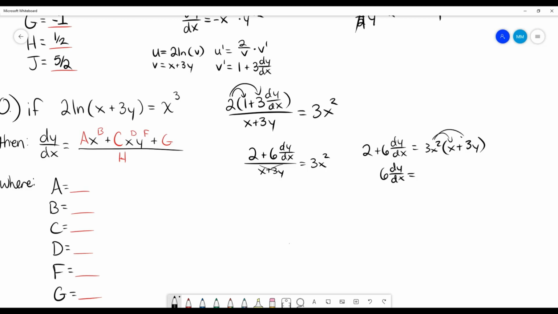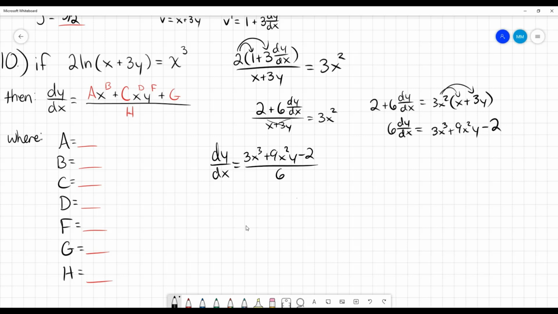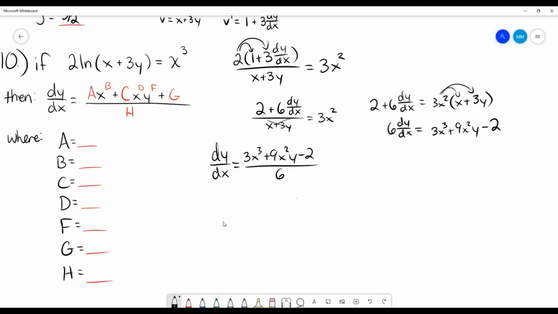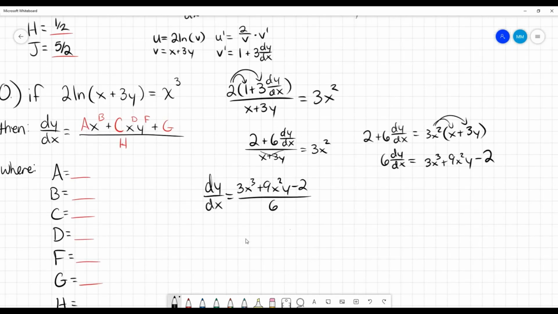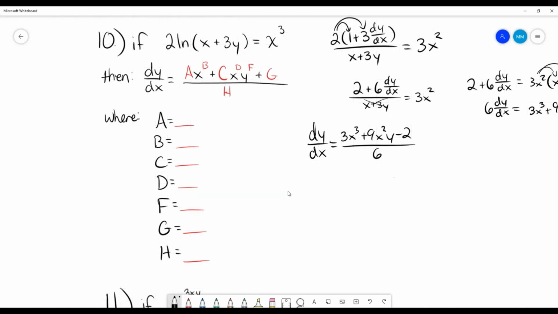I'm actually going to distribute this. So it's going to be 3x cubed plus 9x squared y, and then we just subtracted a 2. Okay. And now all that's left to get my dy/dx alone is to divide by 6. So dy/dx equals 3x cubed plus 9x squared y minus 2, all over 6. Obviously we don't have to, but I would recommend simplifying fully. And I see that, oh, maybe not. Never mind. This is it. I really thought there was, yeah, this works.